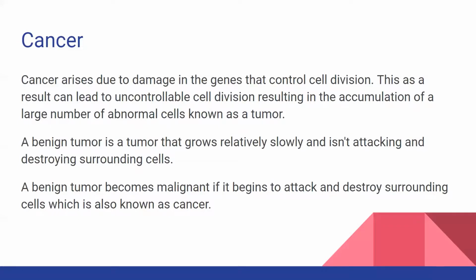Cancer, on the other hand, basically will arise due to damage in our genes that control cell division. This can result in uncontrollable cell division, resulting in the accumulation of a large number of abnormal cells, which is known as a tumor. A benign tumor is one that grows relatively slowly and isn't attacking and destroying surrounding cells. On the other hand, a benign tumor can become malignant if it begins to attack and destroy surrounding cells, which is also known as cancer.